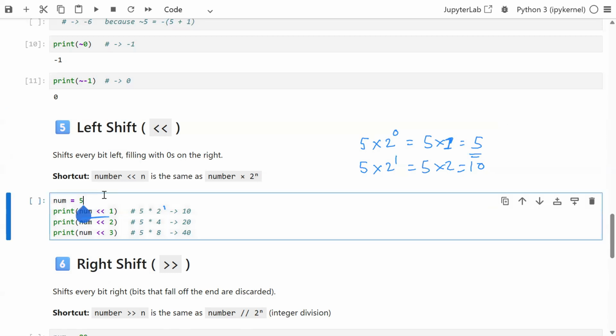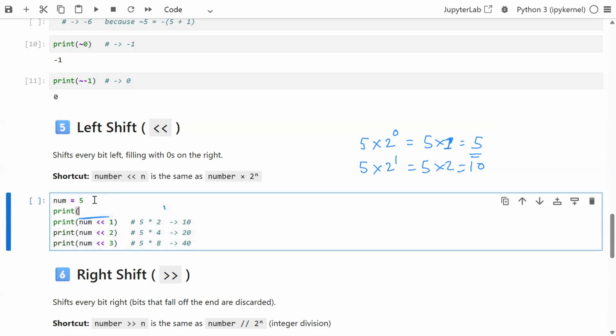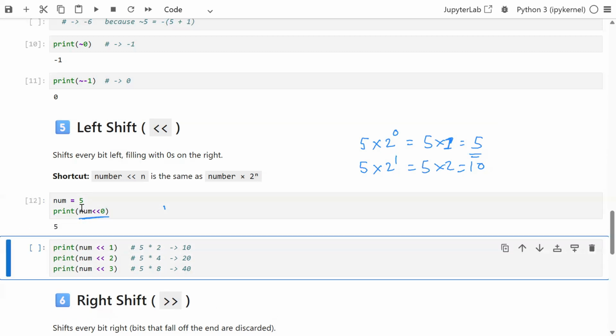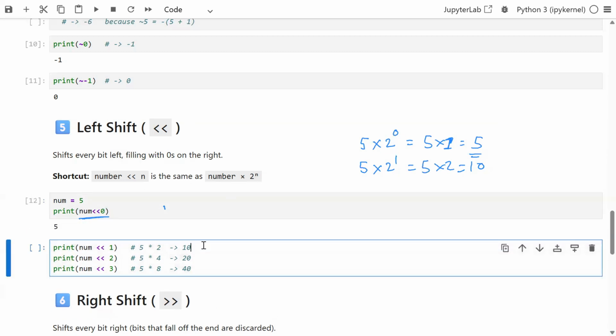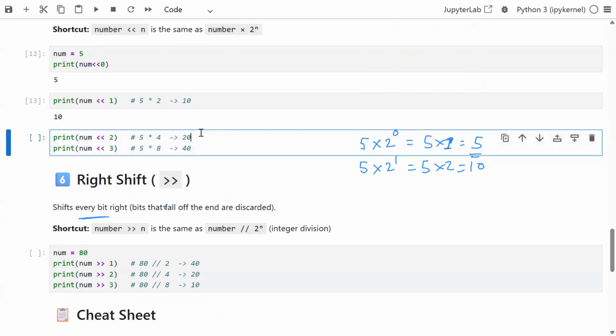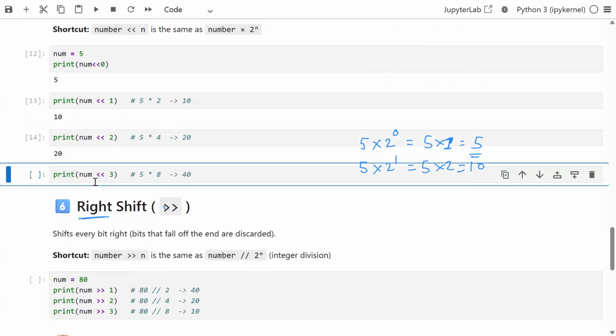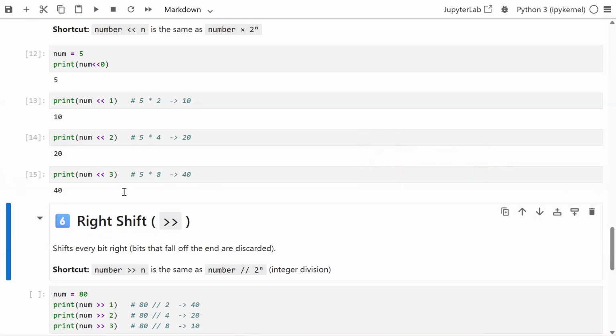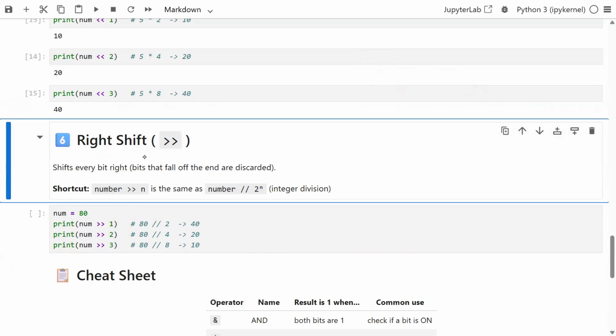Again, I will run print num left shift operator 0. Then here we will see 5. Left shift 1, 2 raised to power 1, we will get 10. Num means 5, left shift operator 2 means 2 raised to power 2, which is 4, so 5 into 4 is 20. Num means 5, left shift operator 3 means 2 raised to power 3, which is 8, so 5 into 8 is 40.